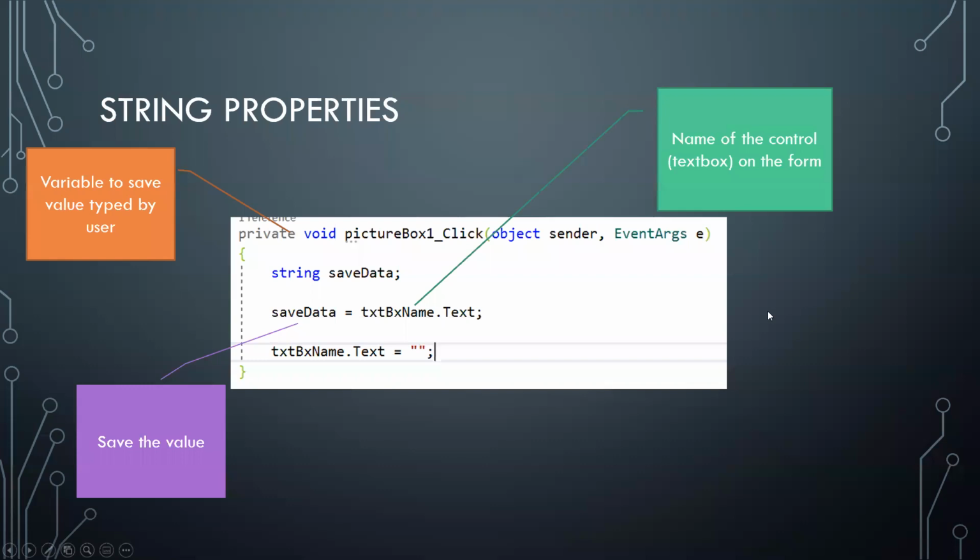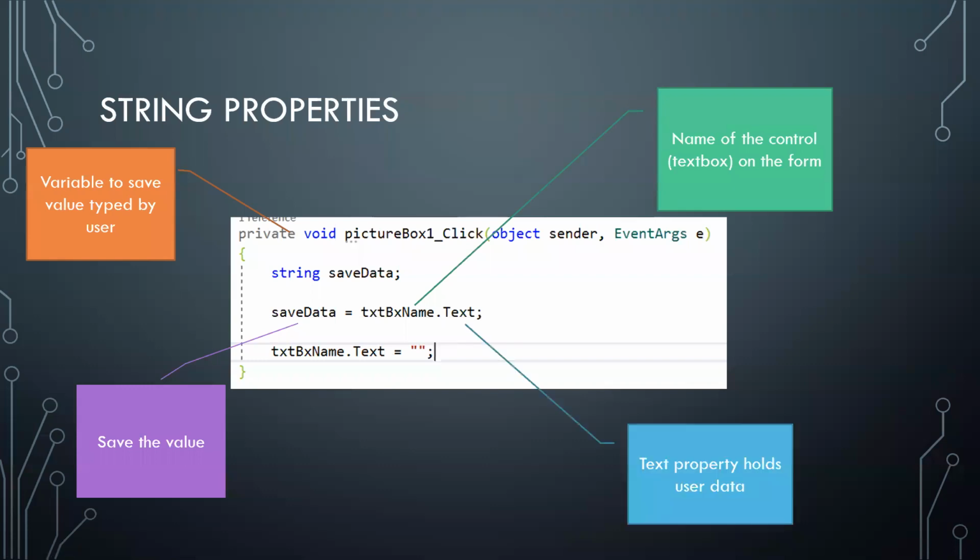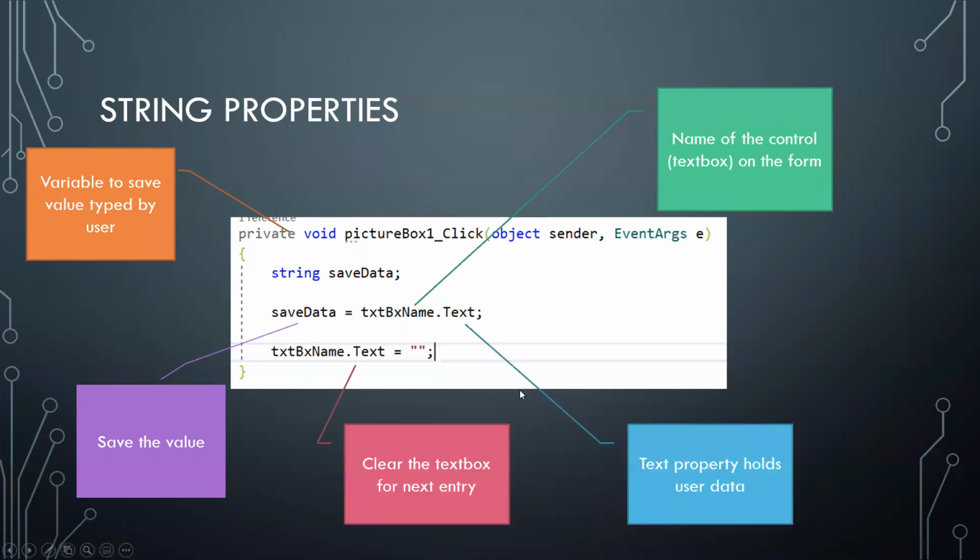Now, conversely, if I want to update the text box data, I can put the text box control before the equal sign, and this code will set that text box equal to an empty string.